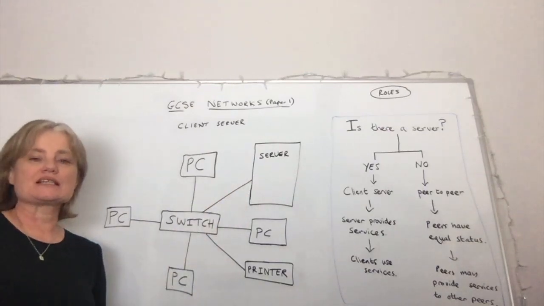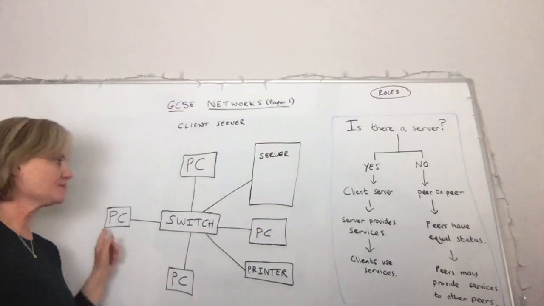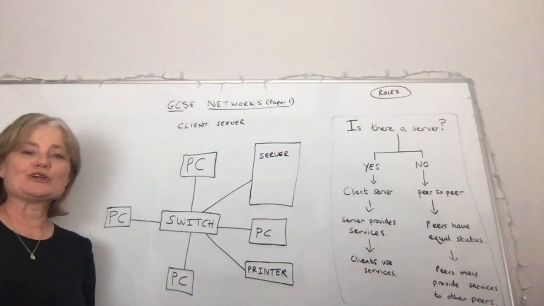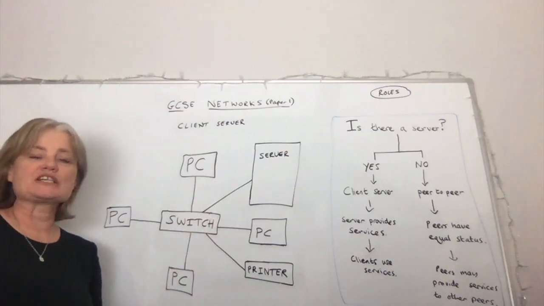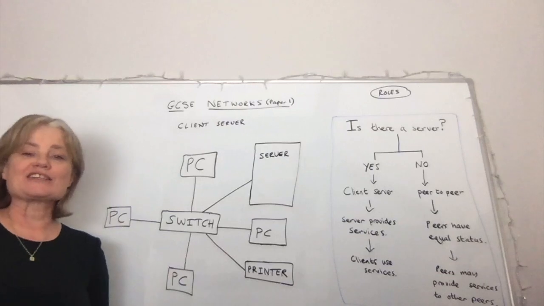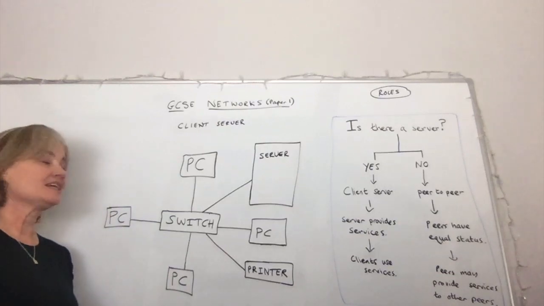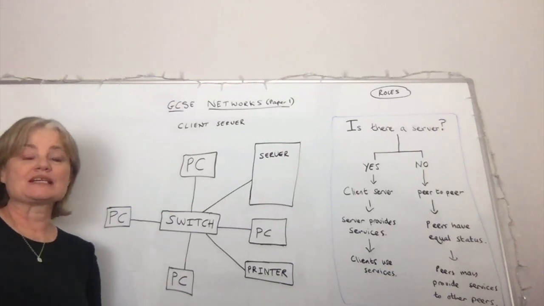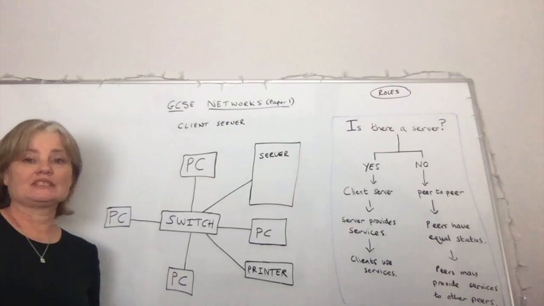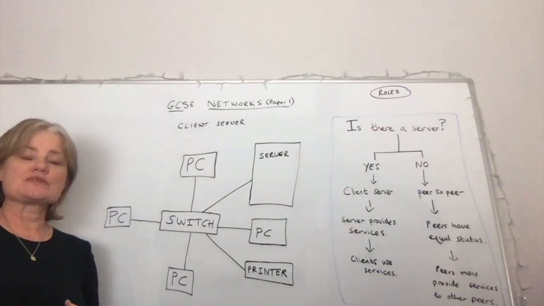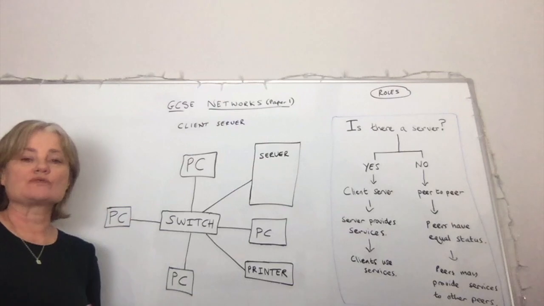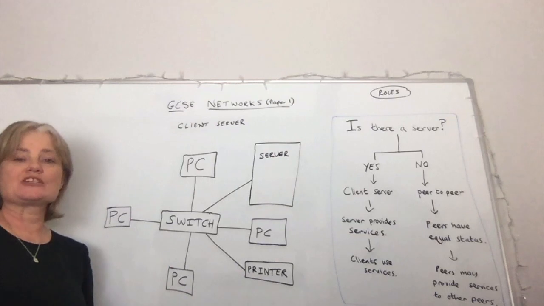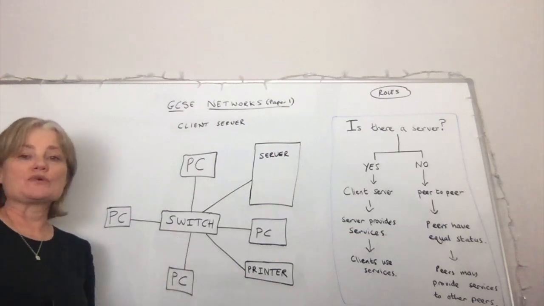And this server is providing services to the clients. So on a client-server network, we call the computers on the network clients, and the server is providing services to those clients. The clients are using those services. An example could be a print service. Another example could be central backups. Another example could be user software updates, new software installations. All that is managed centrally by one or more servers.